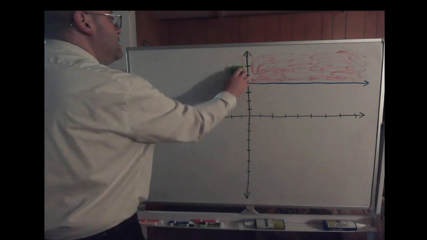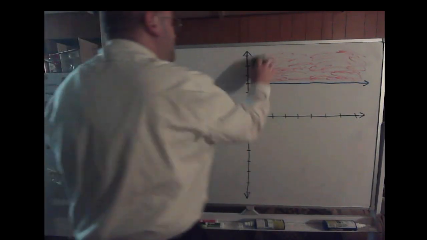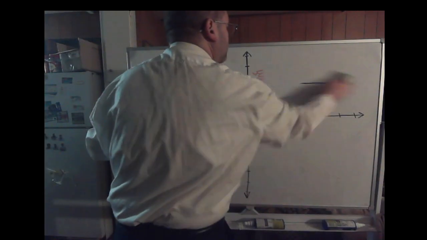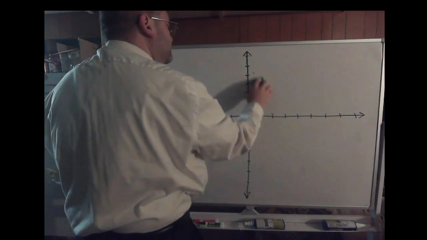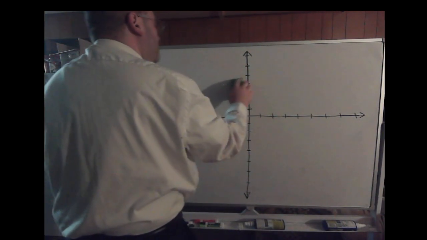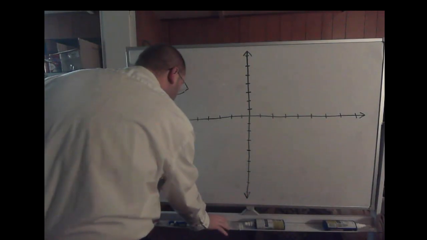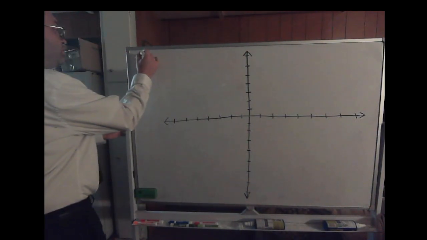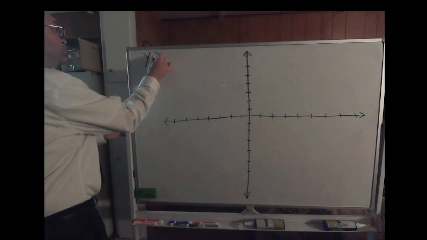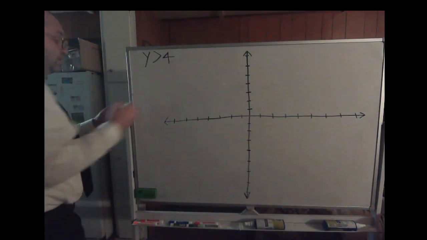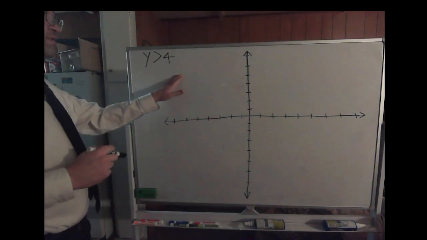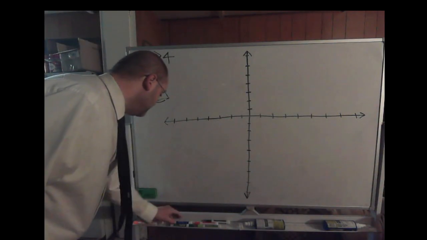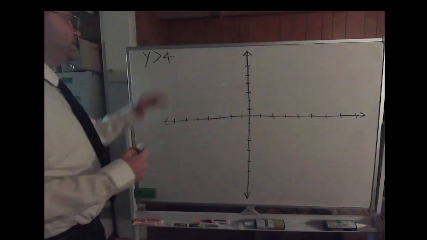Now, let's do a slightly different inequality. Somewhat similar, but slightly different. What if we simply had, this time, y is greater than 4? So y is just greater than 4. There is no equal to part.